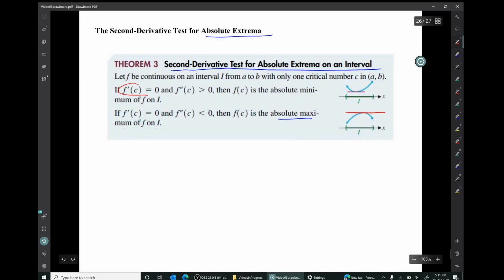Similarly, if f prime parentheses c is 0, so a horizontal tangent at x equals c, and f double prime is greater than 0, so the graph is concave up, then f of c is the absolute min of the function on that interval. So it's very commonsensical just by looking at these pictures.